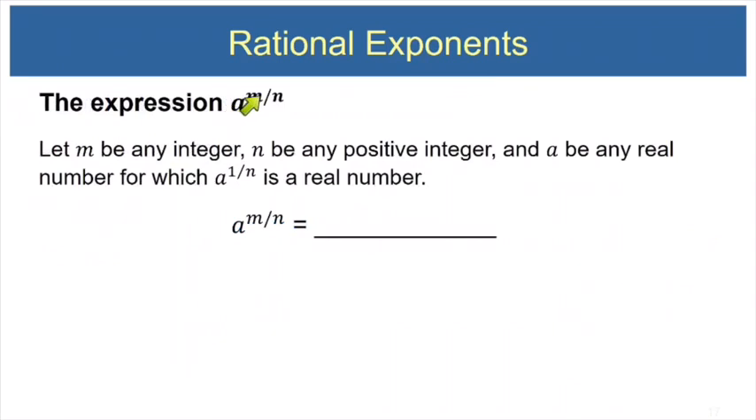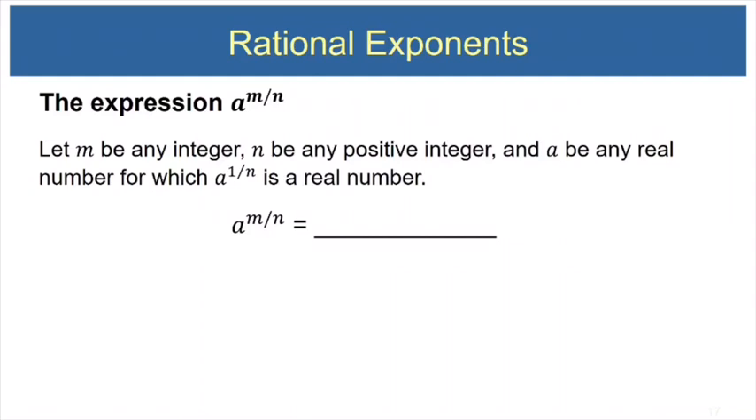Now, what if the top number of the exponent is not 1? What if the top number of the exponent is some other number? Well, let's let m be any integer and n be any positive integer. So if m is negative, it'll make the whole exponent negative. If m is positive, it'll make the whole exponent positive. And let a be any real number for which a to the 1 over n is real.